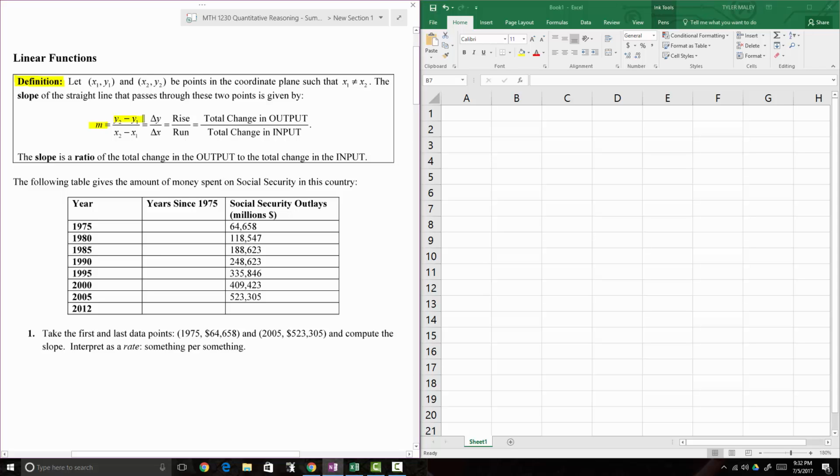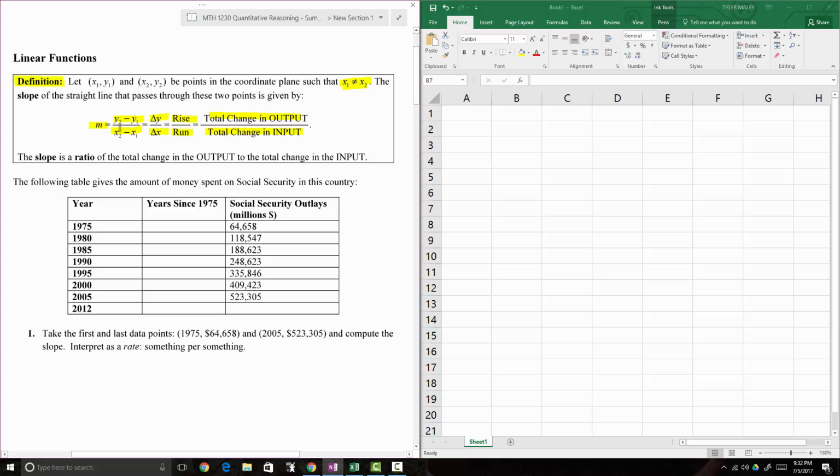We can represent it in this form, where the 2 points, or change in y over change in x, or rise over run, or total change in the output compared to the total change in the input, right? So slope is simply the ratio of the total change in the output to the total change in the input, right? Notice here it says that x1 can't be equal to x2, right?